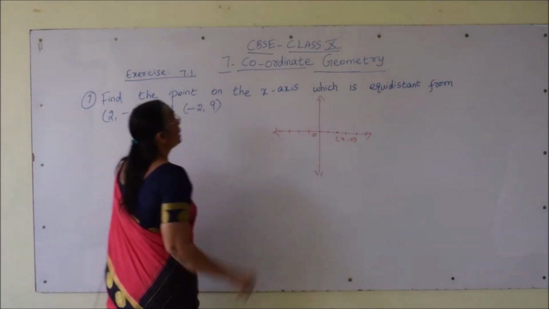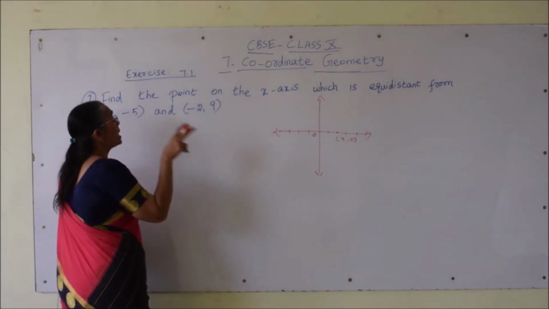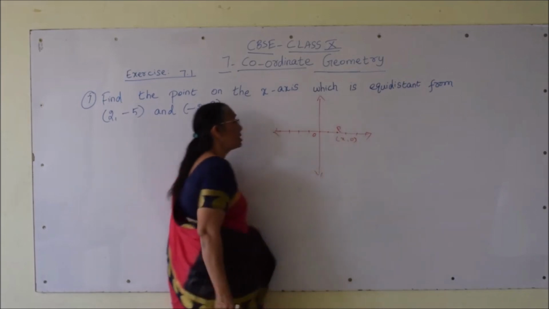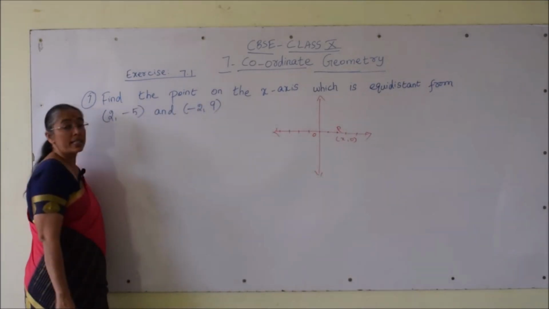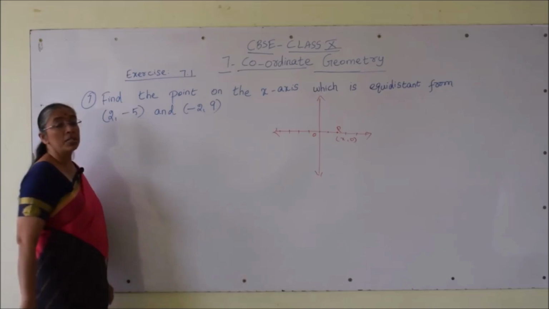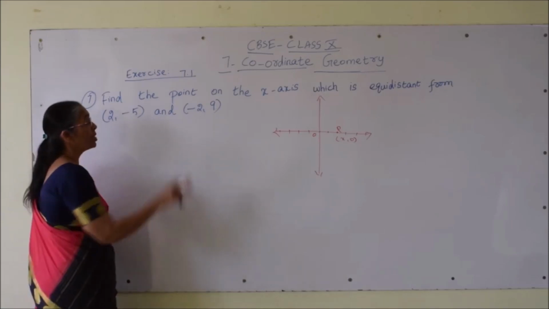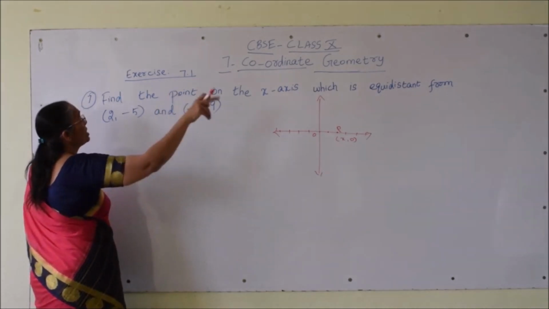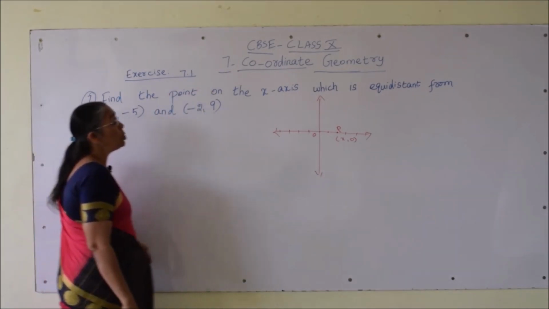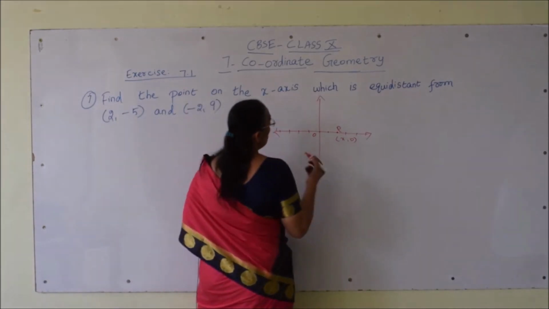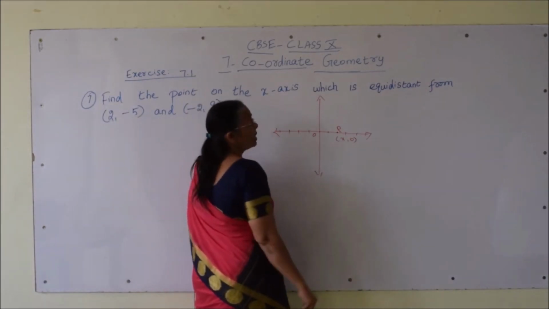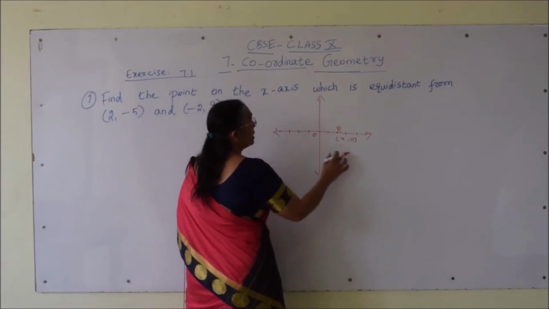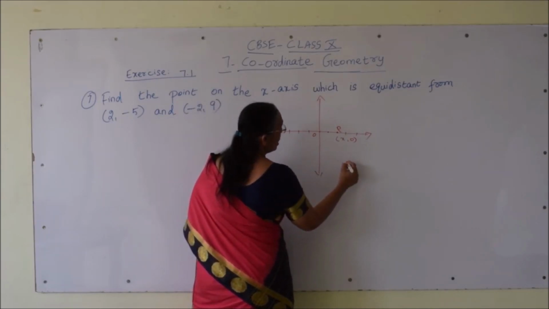Now, that particular point is equidistant from the given points. Let me consider the required point, what we are going to find out, as P. Let P be the point x, 0. Why is it x, 0? It is a point on the x-axis, so its y coordinate will be 0. What other condition is given? It is equidistant from 2, minus 5. Here the x coordinate is positive and y is negative, so it will be in the fourth quadrant somewhere, 2, minus 5.